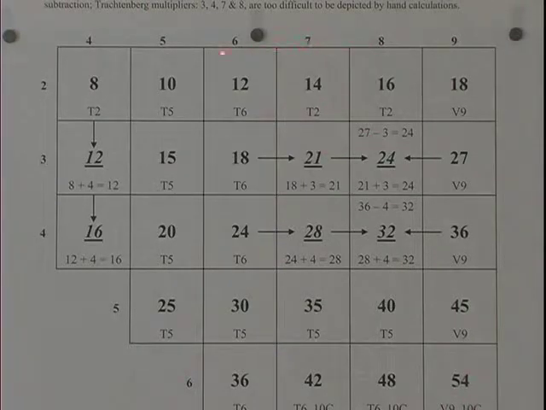Now what about 7 times 4? Can be done by Trachtenberg 7, but 6 times 4 is very easy. Trachtenberg 6, we get 24. Then all we have to do is add 4 to it, and we get 28. So now we have 7 times 4. 24 plus 4 is 28. And then once we have that, 8 times 4 is 32, because 28 plus 4 is 32.